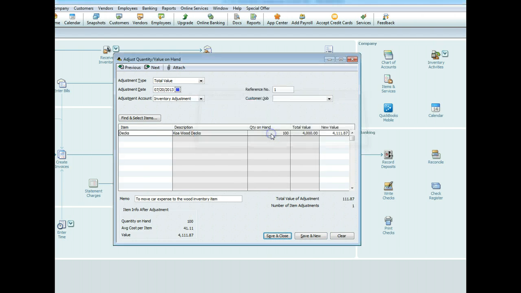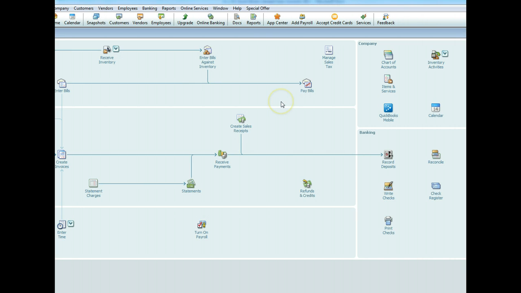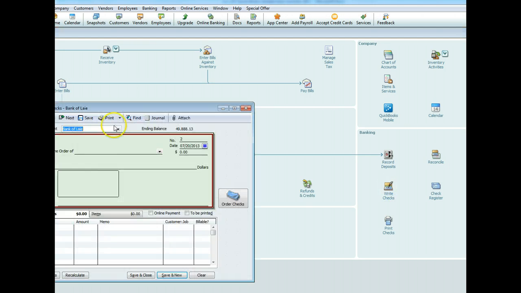Save and close. Remember, with your inventory adjustments, you should do it immediately. You should never have any money in the inventory adjustment account. That takes care of July 20th. Okay, so now we find out that we need more woodworking equipment. So we're going to write a check.